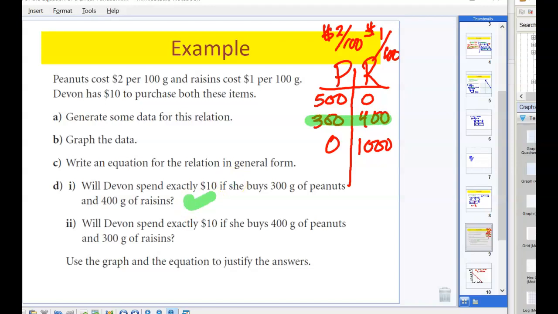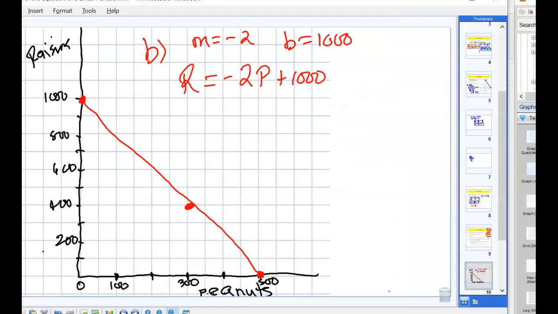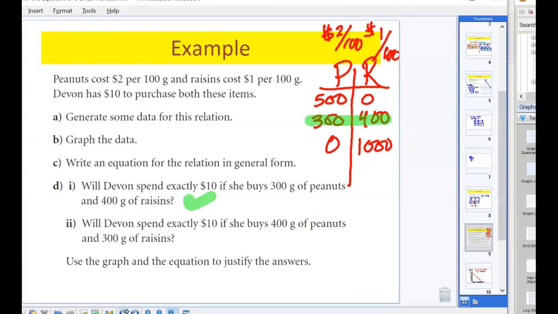And the second part says, will Devin spend exactly $10 if she buys 400 grams of peanuts and 300 grams of raisins? Okay, well, that doesn't show up on our table, but if we look at the graph, the point 400 and 300, so here's 400, 300 is right there, so that point doesn't fall on my graph, so that would not be possible. And again, if we did the algebra, if she bought 400 grams of peanuts, she would be spending $8, and that would only leave her $2 left to spend on raisins, so the most she could buy would be 200 grams, so no, this is not possible.